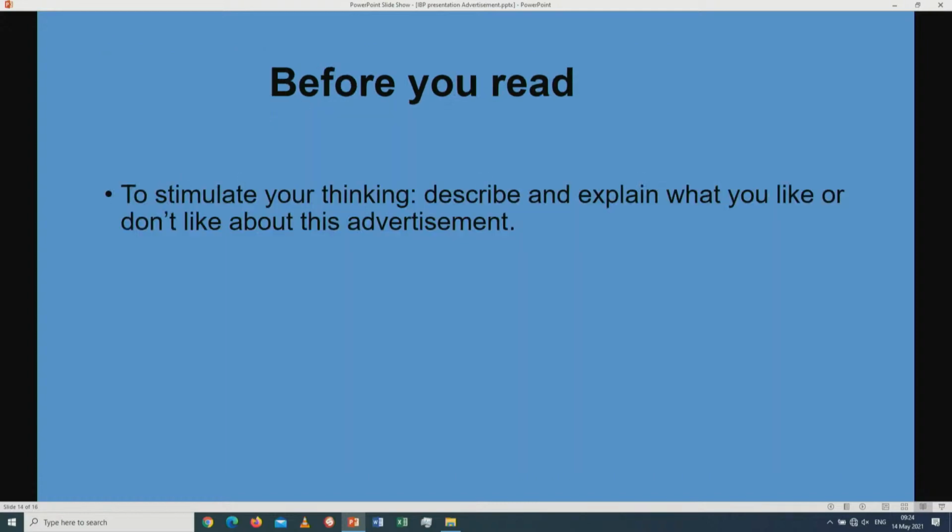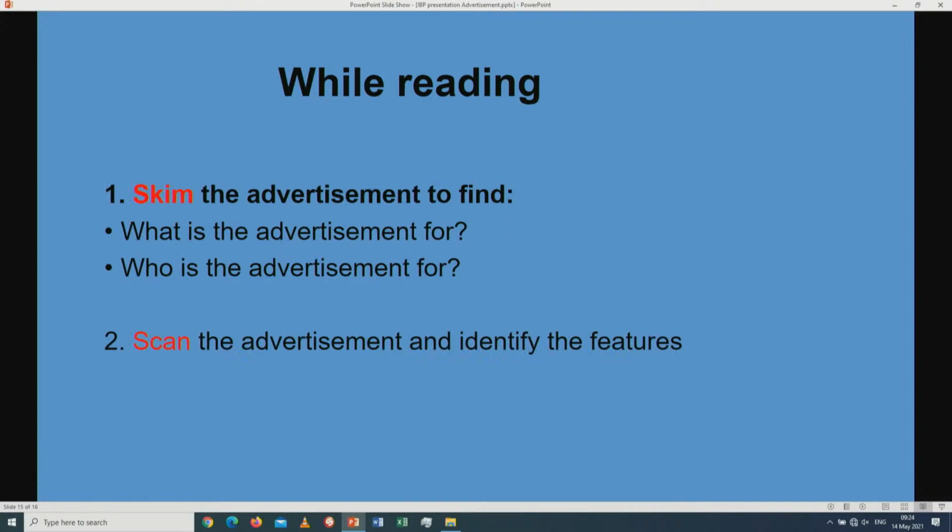Let's go back. Now we are done before you read. And then we go to while reading. There are two important actions that must happen over here. You skim and you scan. Let us look at the meaning of skim. What do we do when we skim? It's when reading a text quickly so as to note only the important points. And to scan is to read a text quickly in order to find specific information.